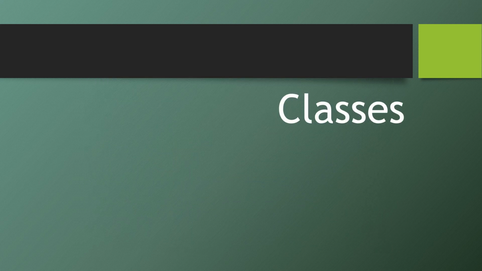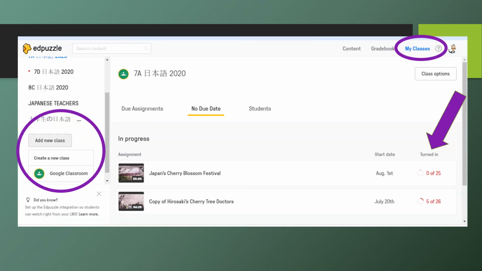Managing your classes. Use the My Classes tab to go to the page where you can import classes from Google Classroom or create your own, and then watch the status of the assignments as either due assignments, ones with no due dates, or check out the students.